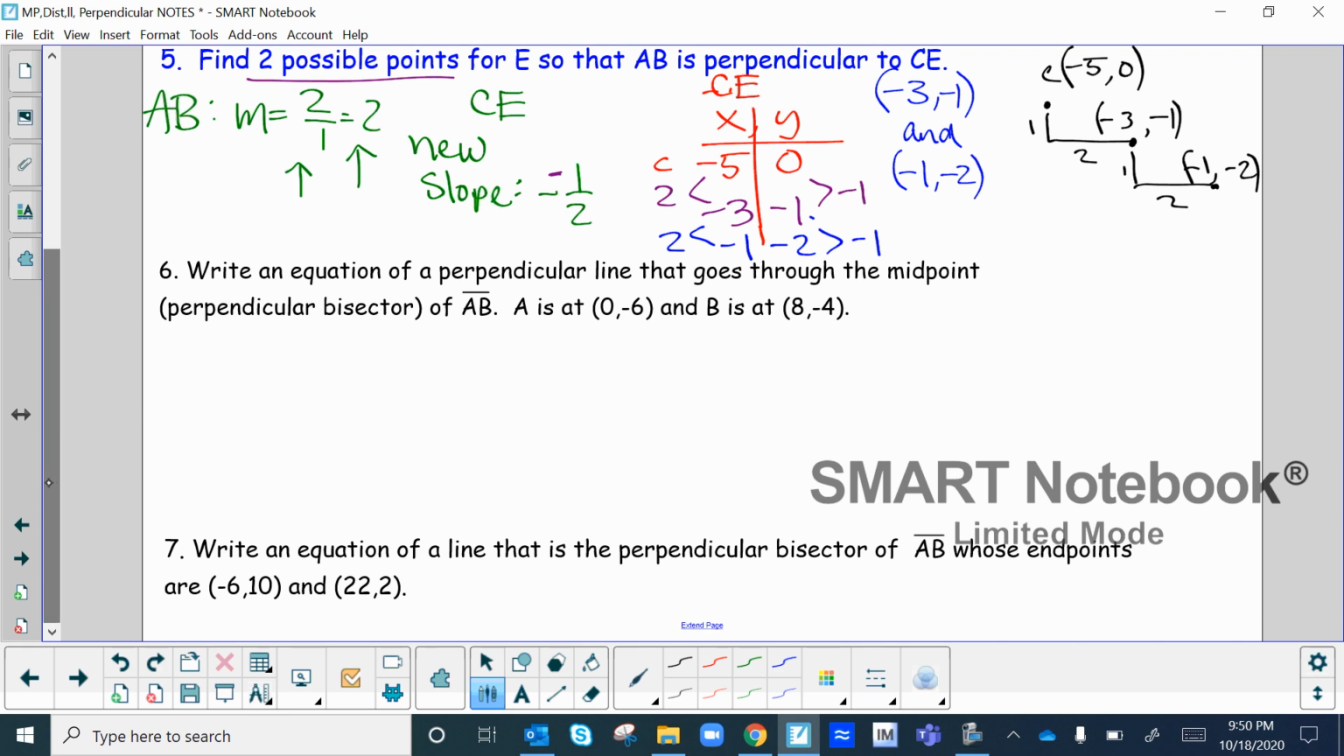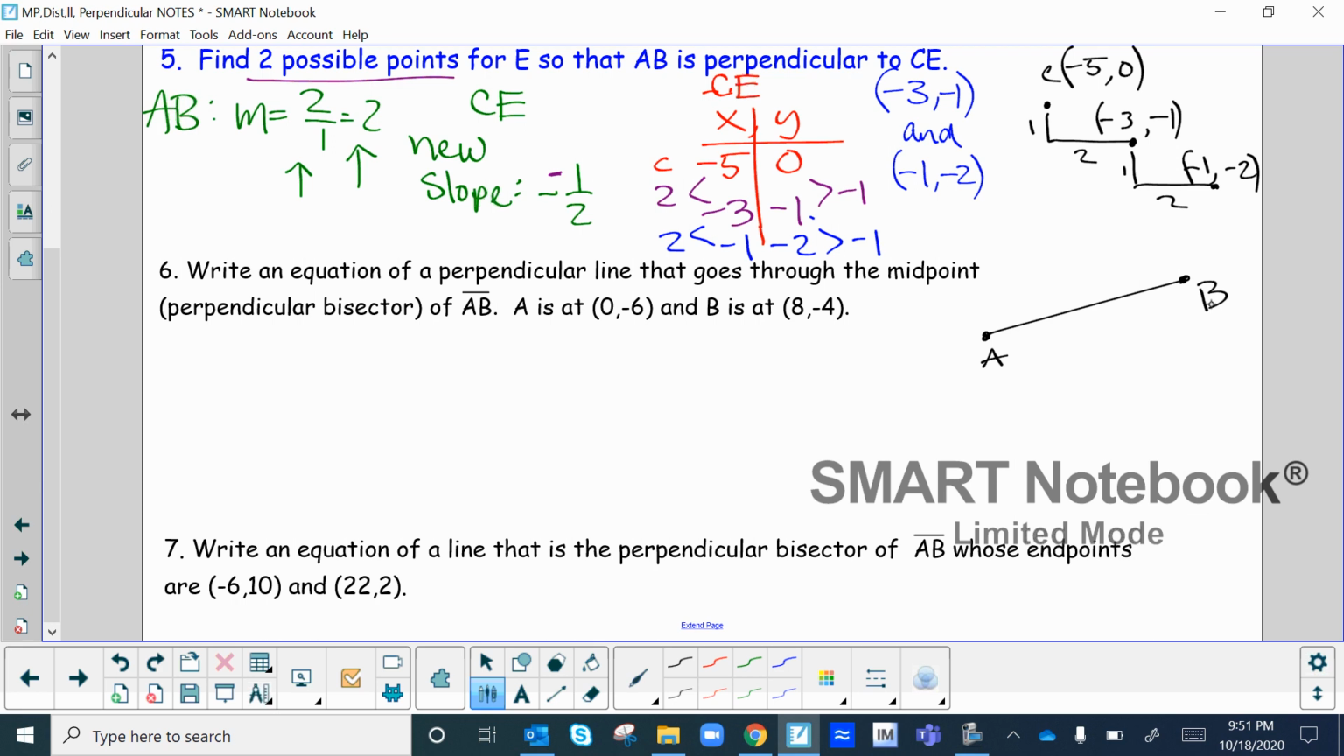All right, let's look at these last two. Okay, last two. Write an equation of a perpendicular line that goes through the midpoint, which is called a perpendicular bisector of AB. And then it says A is at 0, -6, and B is at 8, -4. Okay, so again, sometimes having a visual kind of helps the situation. So I have this point, AB. So here's A, and here's B.